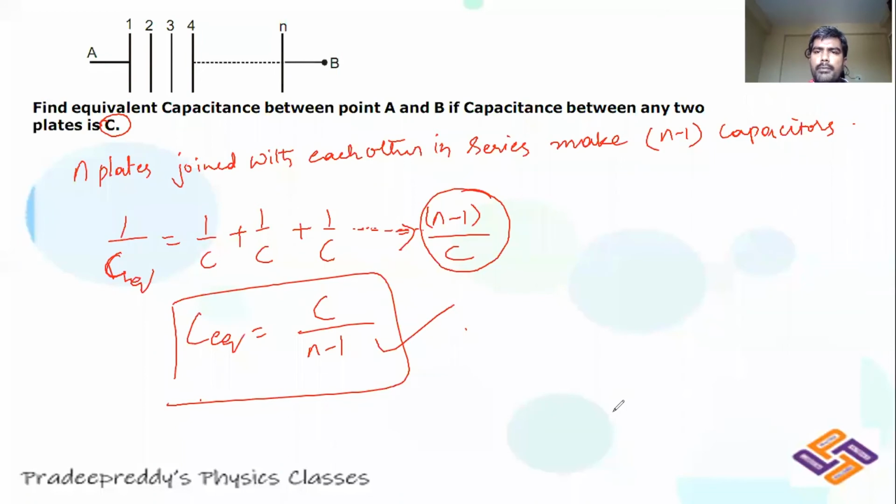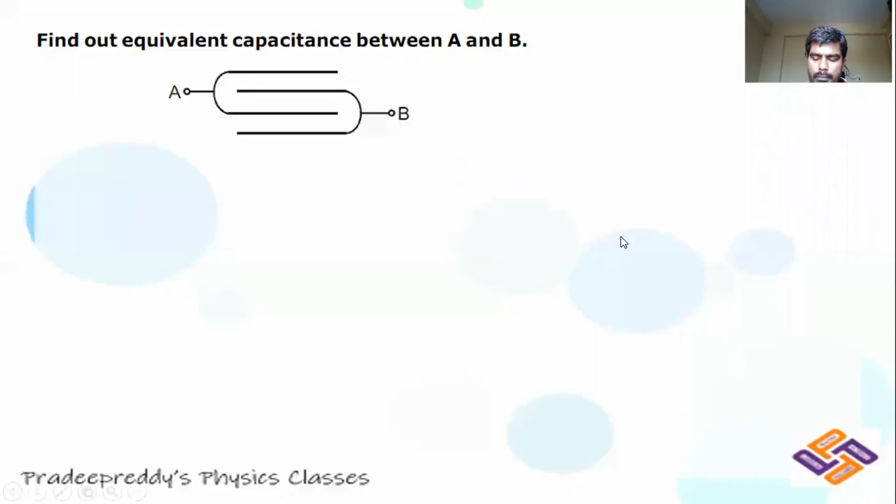This is a very simple problem to understand. Coming to one more question based on the same model which we have discussed before. We have 4 capacitor plates, right? These 4 plates make definitely 3 capacitors. So this is the first plate, this is the second plate, this is the third plate, and this is the fourth plate. 4 plates make 3 capacitors.